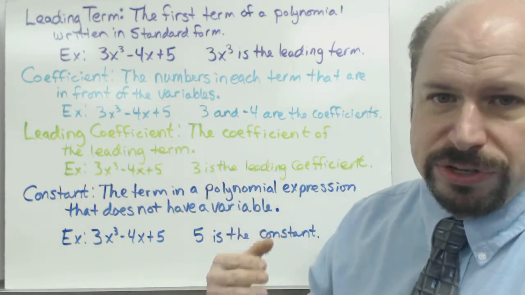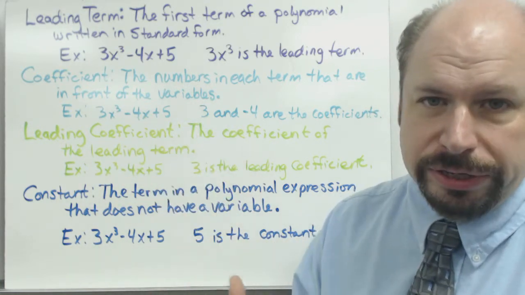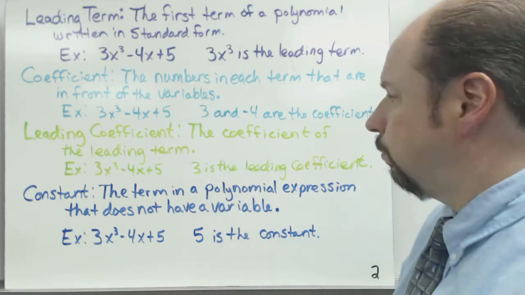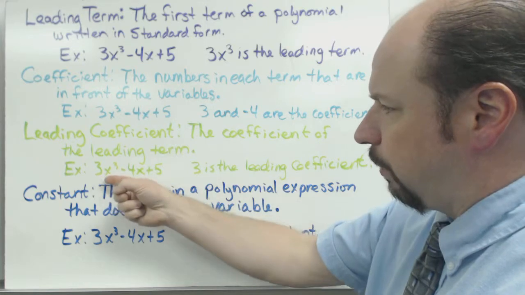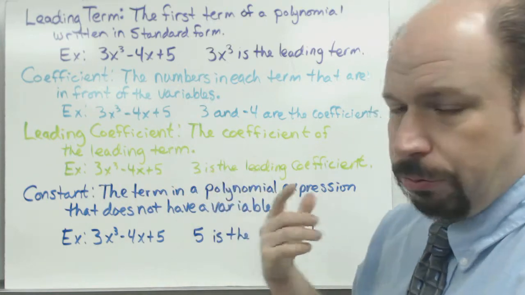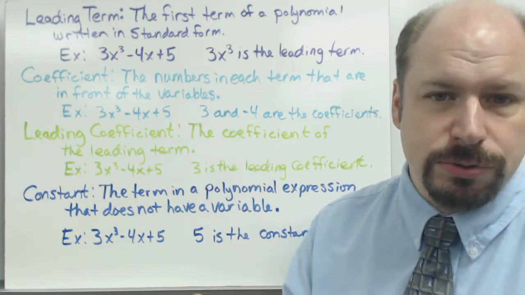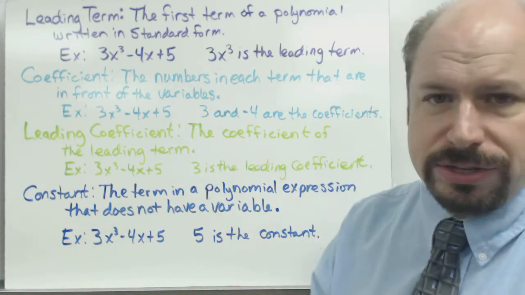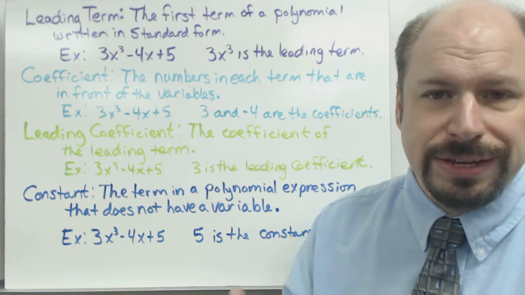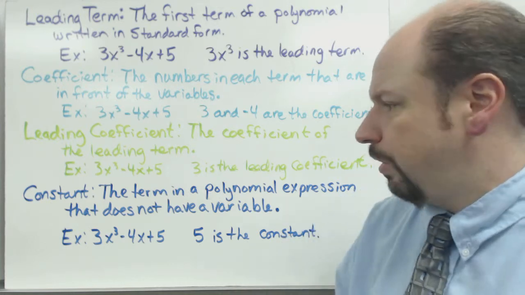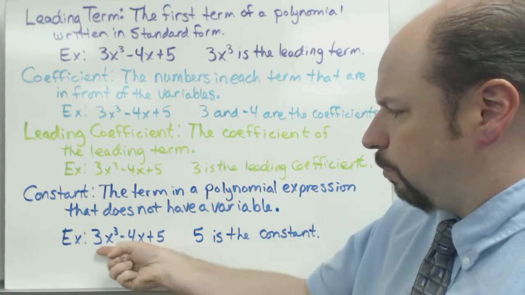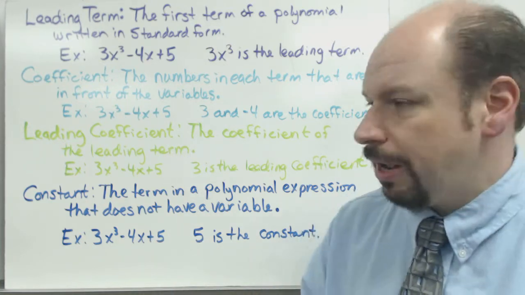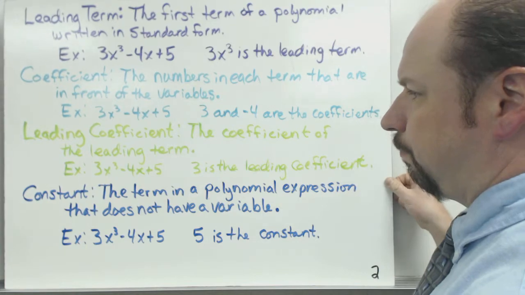Okay, the leading coefficient, of course, just think of leading term, leading coefficient. That's just the coefficient of the leading term. So in 3x cubed minus 4x plus 5, 3 is the leading coefficient because it goes with the first term. A constant is the term in a polynomial expression that doesn't have a variable associated with it. So again, if we go back to our example here, the plus 5 is the constant because it does not have a variable term with it.